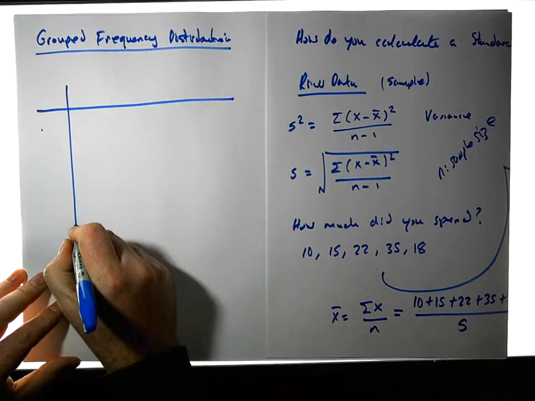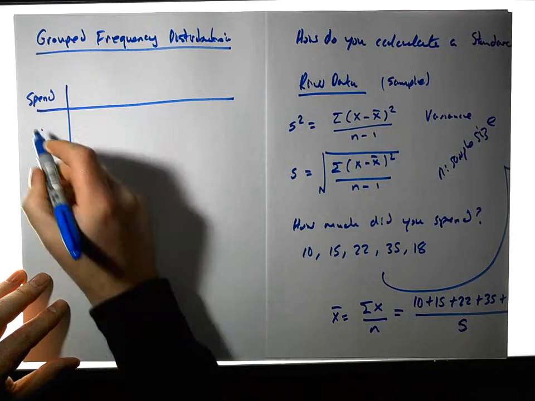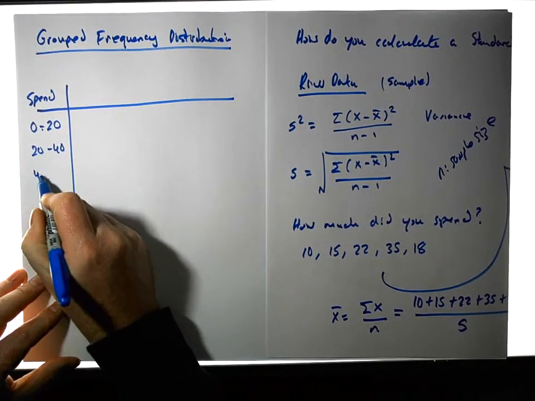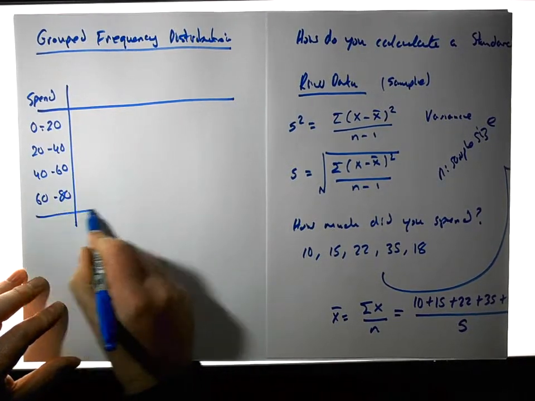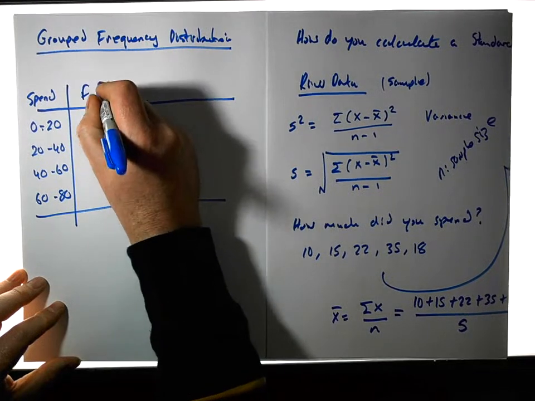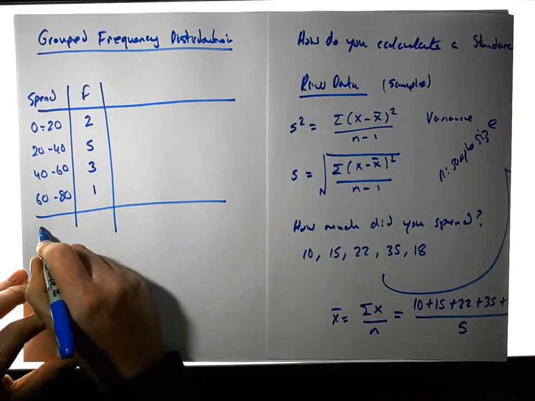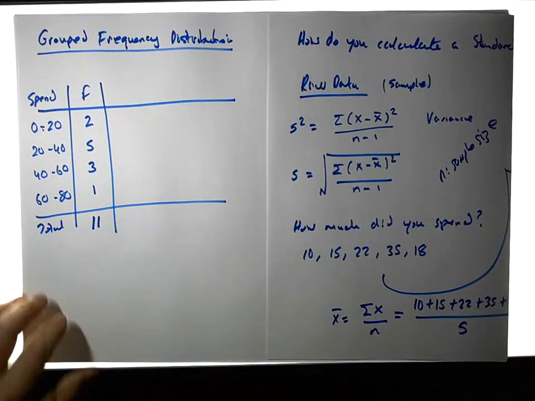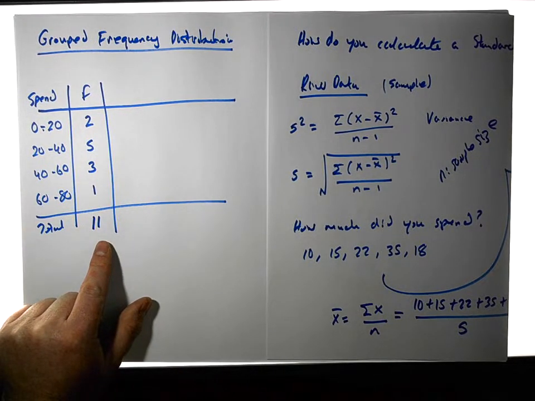Let's say here now we have our spending. The spend, let's say it was between 0 and 20 euros, 20 and 40, 40 and 60, and let's keep it simple, 60 and 80 euros. And here are the frequencies. Let's say we have 2, 5, 3, and 1, which gives us a total of 11 here.